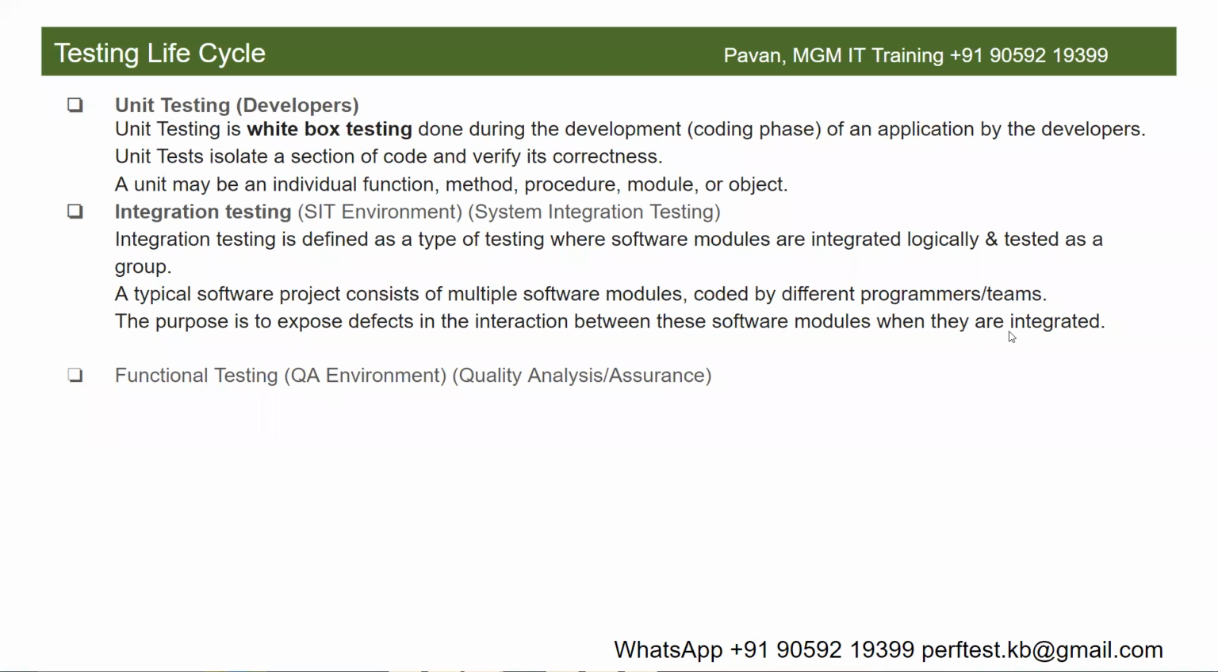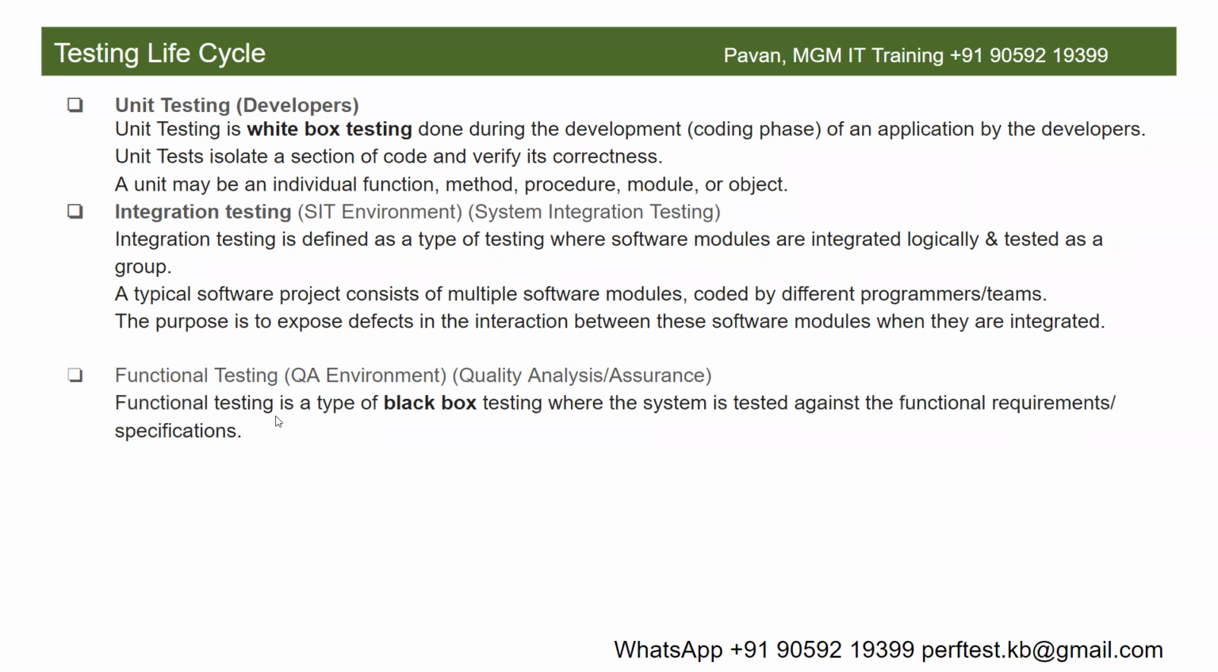This functional testing is done in an environment called the QA environment, where QA stands for quality analysis or quality assurance. Please remember this terminology. So what is functional testing? Functional testing is black box testing, where the system is tested against the functional requirements or specifications. We'll discuss why it is called black box testing later on. Functional testing is testing against the functional requirements or specifications of the application.